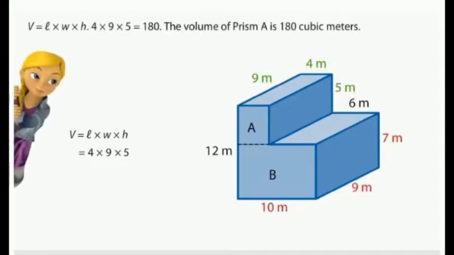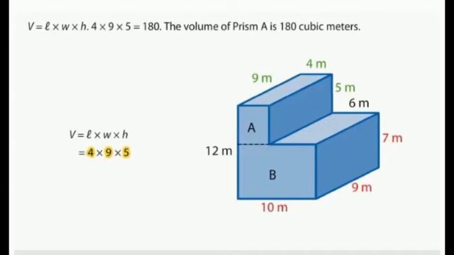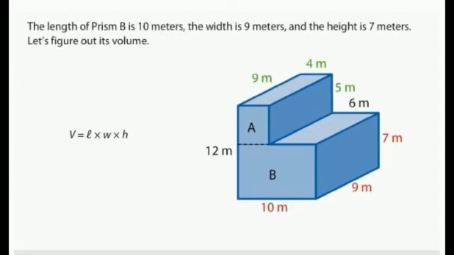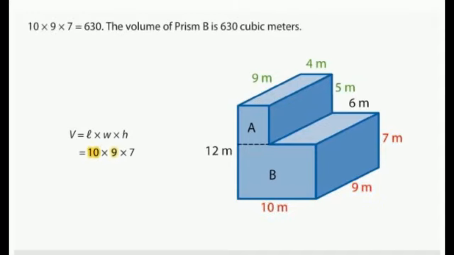Volume equals length times width times height. 4 times 9 times 5 equals 180. The volume of prism A is 180 cubic meters. The length of prism B is 10 meters, the width is 9 meters, and the height is 7 meters. Let's figure out its volume. 10 times 9 times 7 equals 630. The volume of prism B is 630 cubic meters.